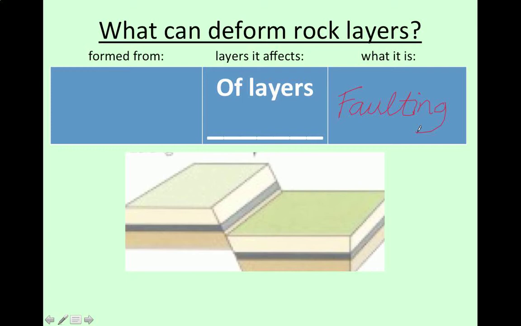Okay, and this is formed from pressure. And again, that can really be from any type of plate boundary. We talked about faulting mostly with transform, but it can really occur anywhere.